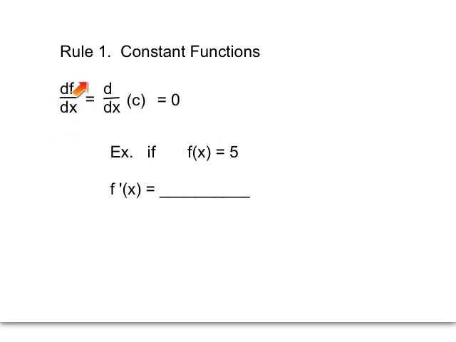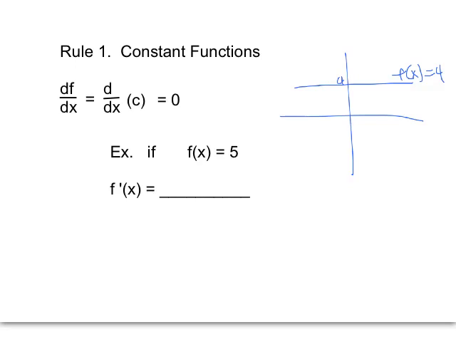This is pronounced df dx. That means take the derivative of f. Or this is pronounced the derivative, d dx, of a constant is always 0. A derivative of a constant is always 0. And we know this because, after all, the function f of x equals 4, for example, is just a constant flat line through 4.